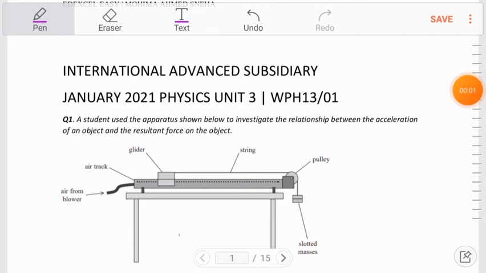Hello everyone. In this video, we're going to solve the International Advanced Subsidiary IAL January 2021 Physics Unit 3 paper, code WPH13/101. So let's start. Question number 1.